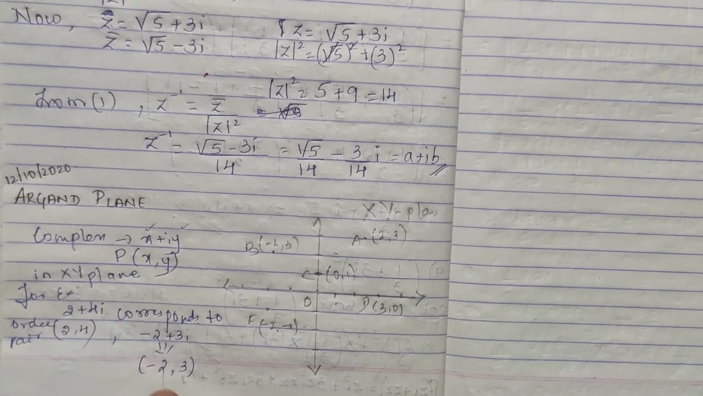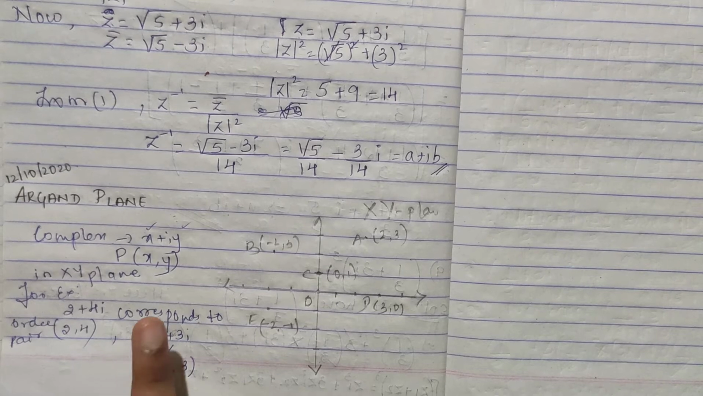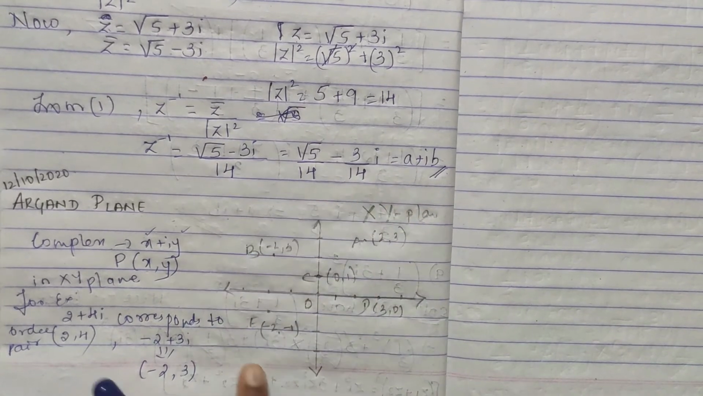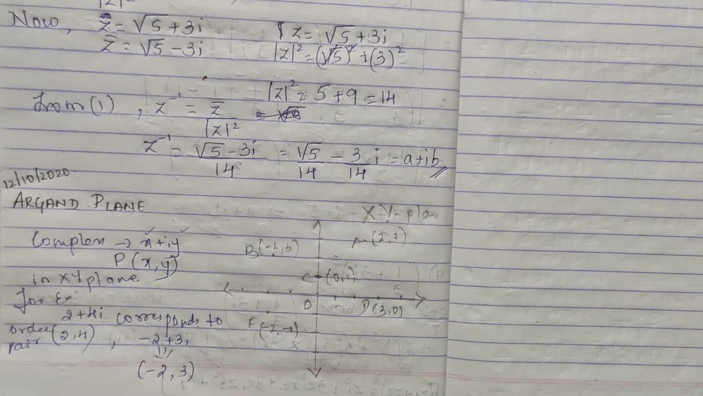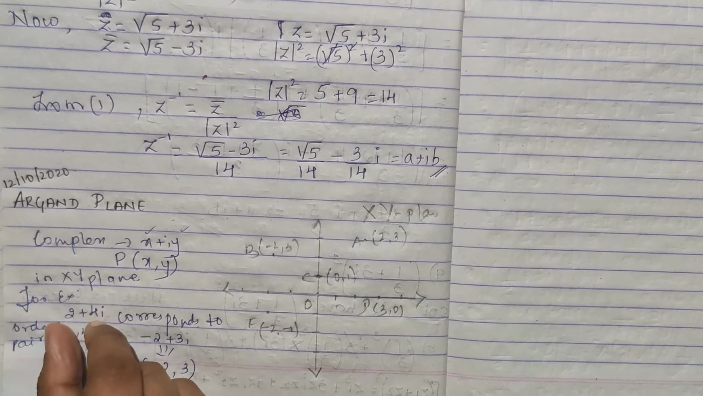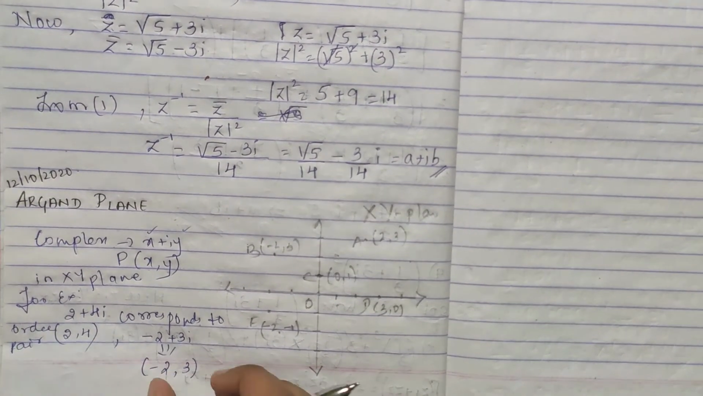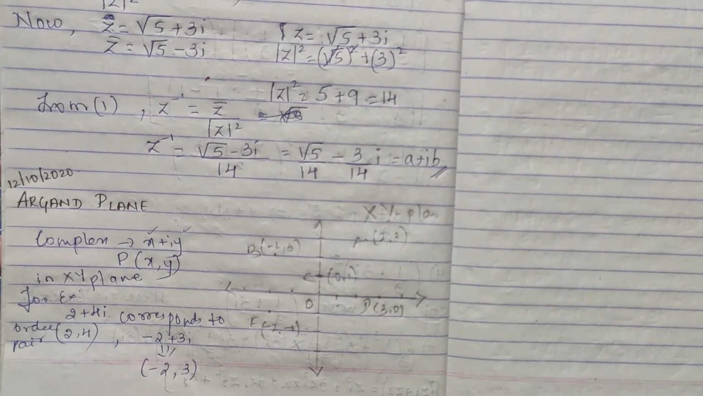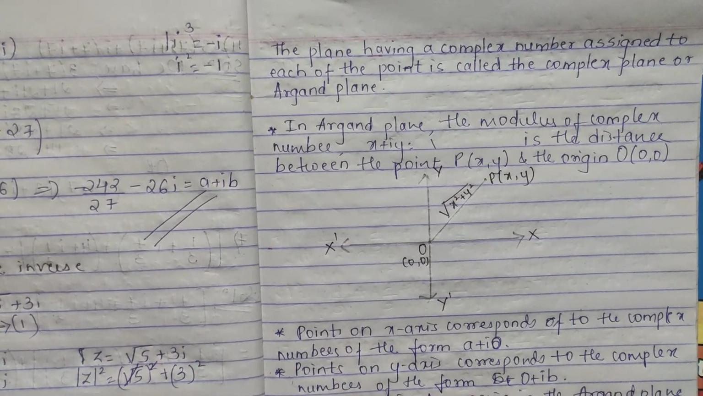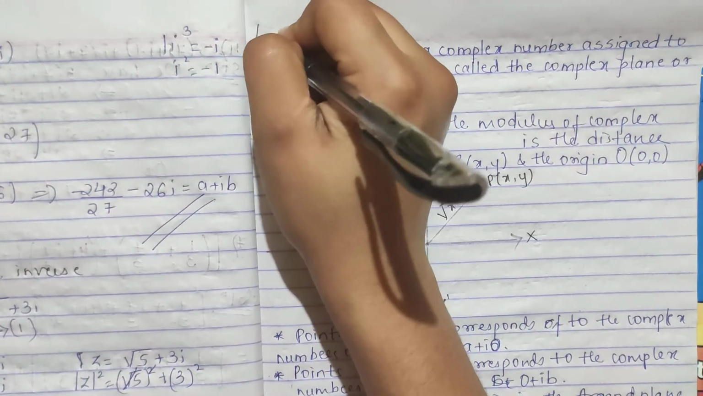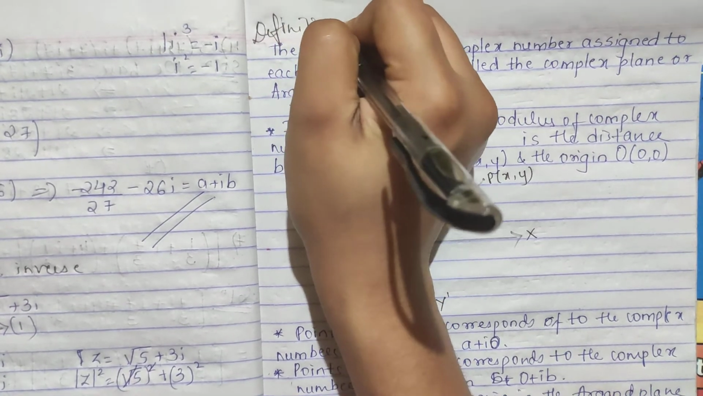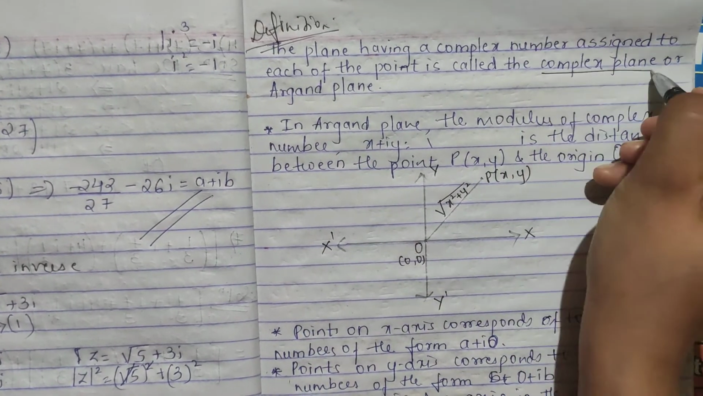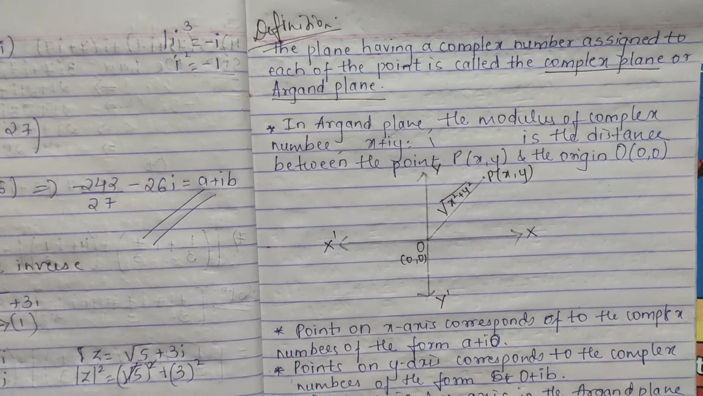A plane having a complex number assigned to each of its points is called the complex plane or Argand plane. The number stays the same complex number, but you write it as an ordered pair and plot it geometrically. You can take this as the definition of the Argand plane: the plane having a complex number assigned to each of its points is called the complex plane or Argand plane.